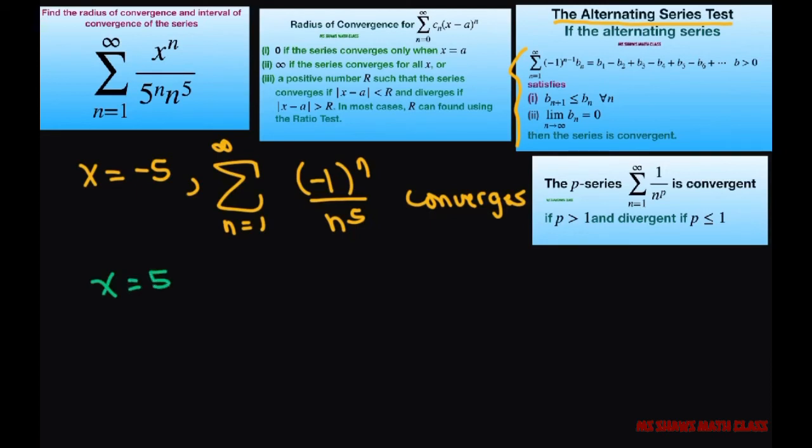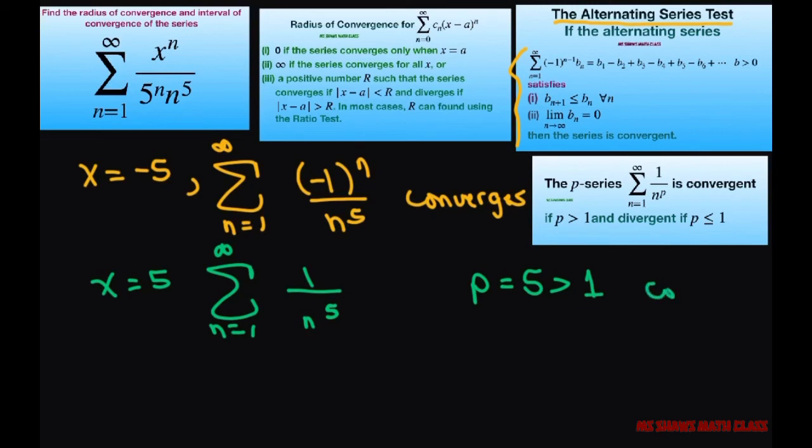When x is 5, we get the convergent p series, n equals 1 to infinity, 1 divided by n to the fifth power. So for the p series, p equals 5, which is greater than 1. So it's also convergent.